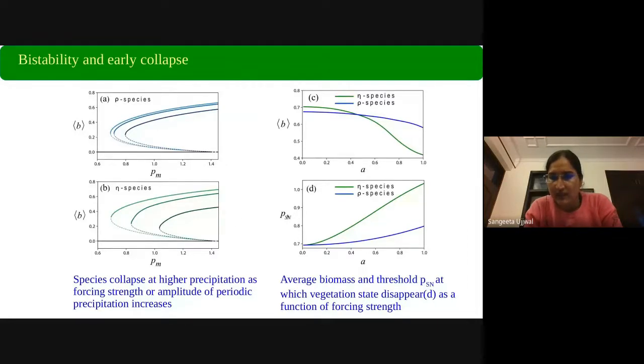So here we have plotted how the precipitation corresponding to the saddle node bifurcation changes. As we can see, this P saddle node changes much more drastically for eta species, where we have oscillatory modes, whereas the change for rho species is not that much. Similarly, the change in average biomass with the forcing amplitude A is much more in the eta species, and it is less in the rho species. So the effect of the external forcing is much more on the eta species than on the rho species.